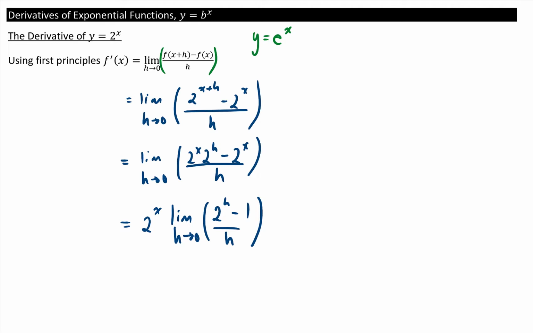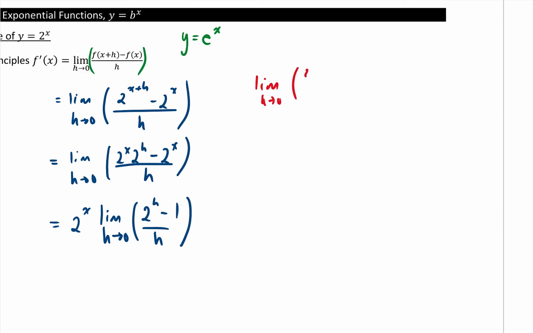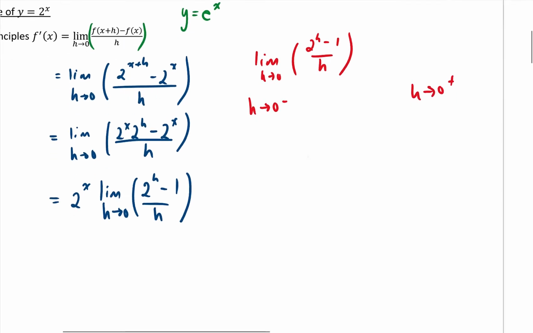Now remember, we can take out that 2 to the exponent of x and place it outside the limit sign because there's no variable h in that term. Now again, if we use direct substitution for this limit, we get the indeterminate form, and this means that the limit may exist. So we're going to estimate this limit using the table of values. So we're going to test it as h approaches 0 from the left and h approaches 0 from the right. So let's take some h values in both scenarios.